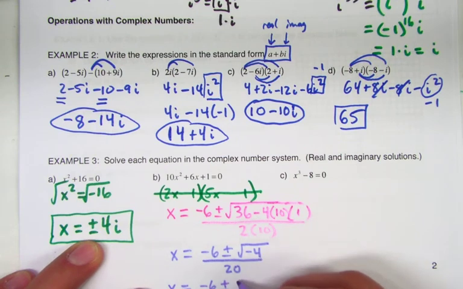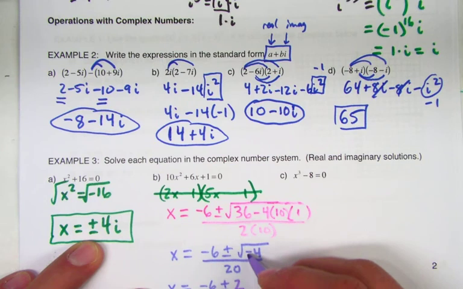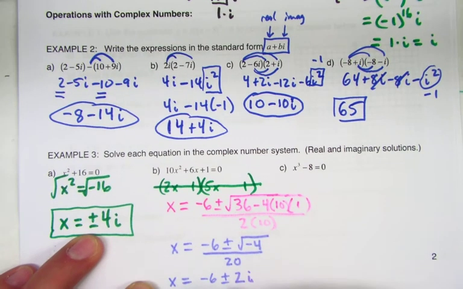Just reduce this like normal. The square root of 4 is 2. The fact that there's a negative in there means it's imaginary. That's all divided by 20.